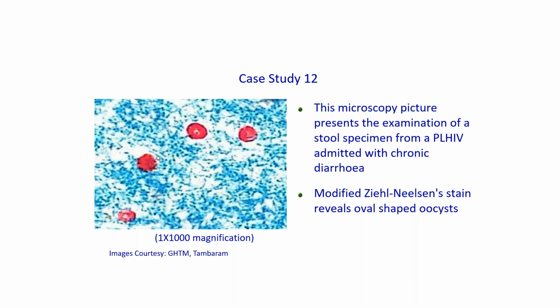So this is a stool examination of a patient with diarrhea. You will not suspect pneumocystis. You are likely to suspect isospora, cryptosporidia, microspora. And if you are able to get these rounded cysts, you will think that it is most likely chronic diarrhea due to cryptosporidium.